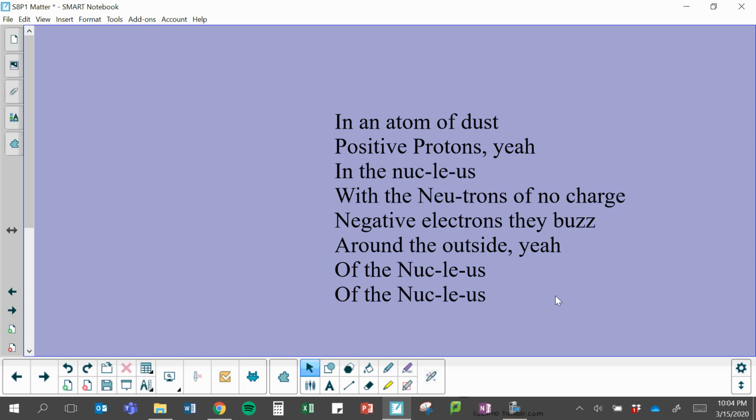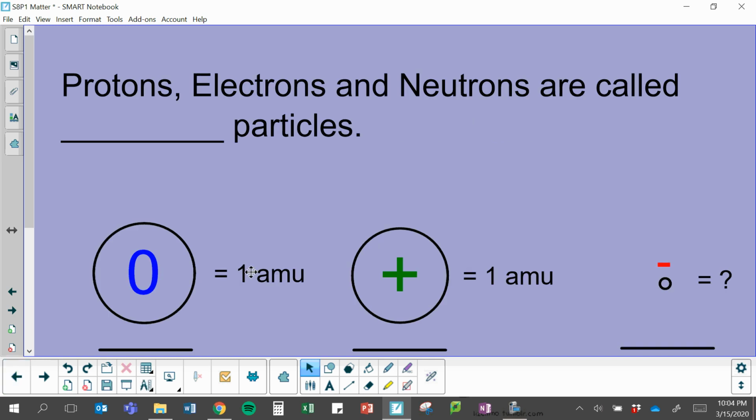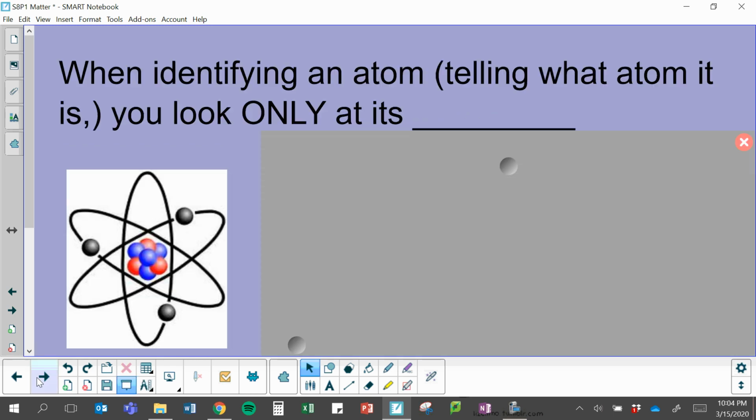So this has all of the different subatomic particles, their charges, and it tells you what's inside and outside of the nucleus. And so remember the things inside our nucleus are our neutrons and protons, and those are the things that have mass. Our electrons are the little tiny guys that are flying around everything else.